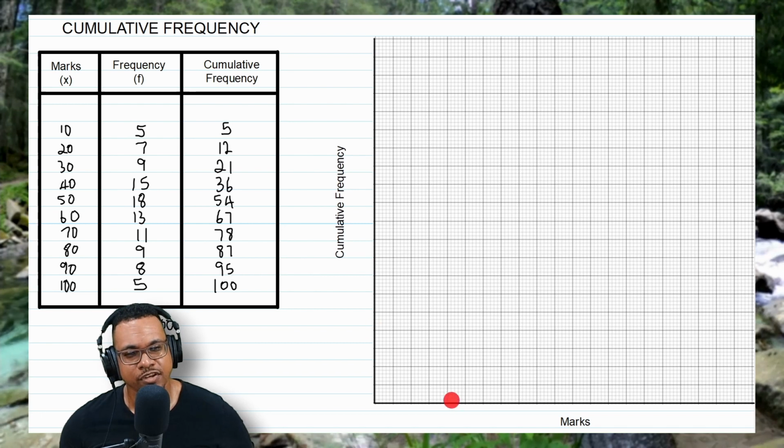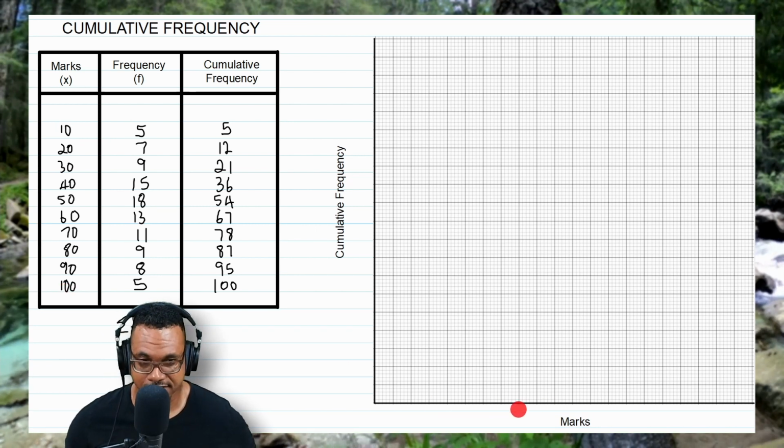So here I've drawn and labeled my axes. Now it's time to do the numbering. Now, seeing that my marks go from 10 to 100, I'll start at 0 and go all the way up to 100 on the x-axis.